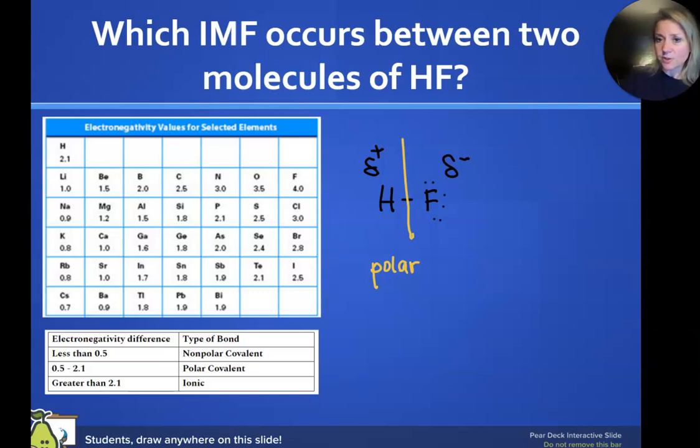And does it have a hydrogen? Yes, it does. It has a hydrogen. And is the hydrogen attached to F, O, or N? Yes, it is.